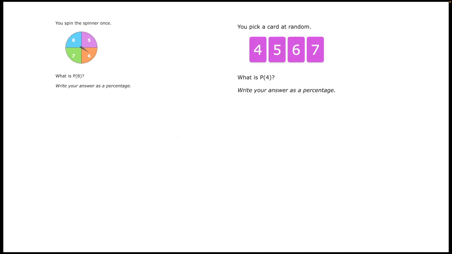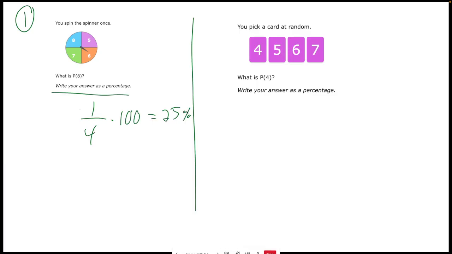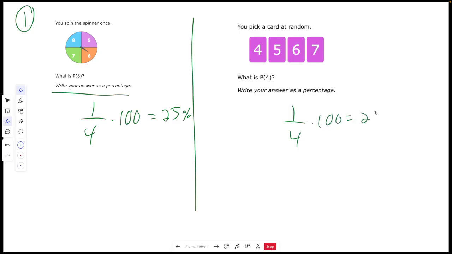Okay, now that you've had a chance to work these problems, let's take a look. It says, what is the probability that you spin and get an 8? So that would be 1 chance out of 4. If you multiply this by 100, because it says write your answer as a percentage, you should have gotten 25%. For the second one, what is the probability that you get a 4? Well, that would also be a 1 out of 4 chance. And so this would be times 100, and you get the same answer, 25%.